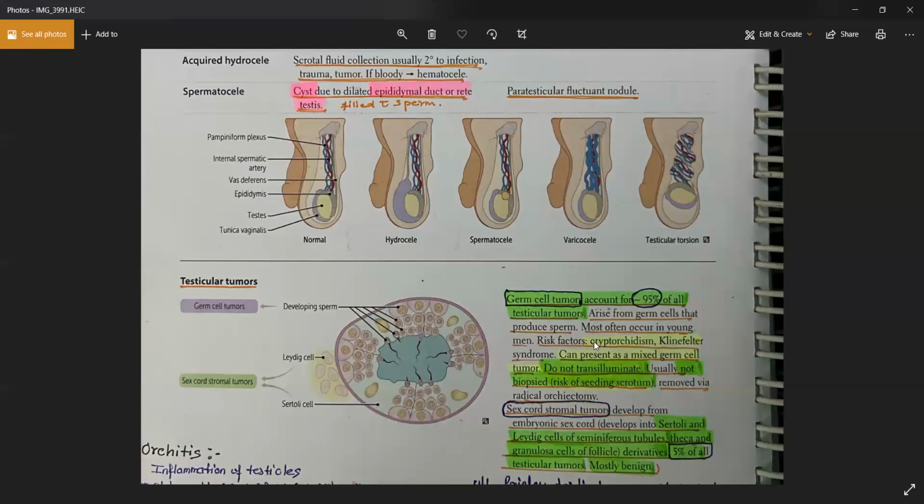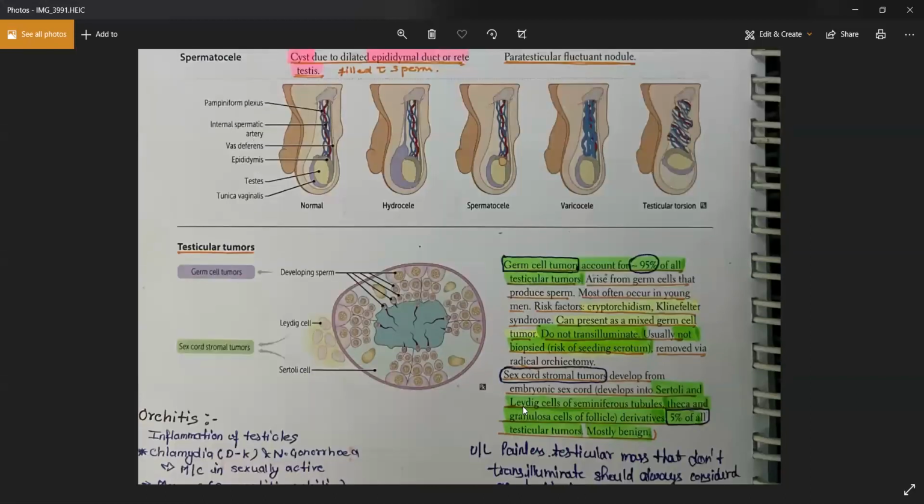So the risk factors for testicular tumors are cryptorchidism. I told you, whenever you have a patient with cryptorchidism, the patient can have a germ cell tumor. Klinefelter syndrome, if you go back, you will see that Klinefelter syndrome can have a complication of testicular tumors, right? Right. So germ cell tumors are the most common type, around 95% of the time. Again, they will be a solid mass, and they do not transilluminate. And whenever you see a solid mass in a tumor, you will always remove it without any biopsy.